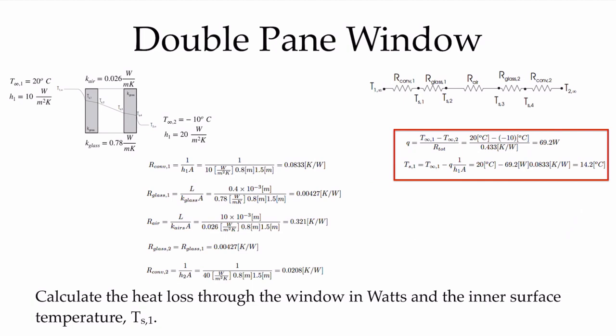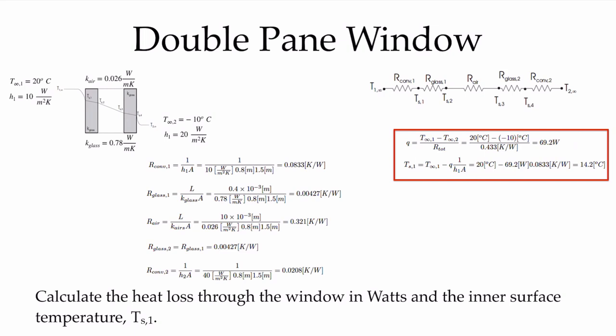We're going to take the temperature difference between the inside and the outside over our total resistance, the sum of all of these resistances we calculated, and we will calculate that the total heat rate through that window is now 69.2 watts. So significantly lower than the 260 some that we just calculated for the single pane window. So adding that 1 centimeter air gap has significantly reduced the heat loss through this window system.